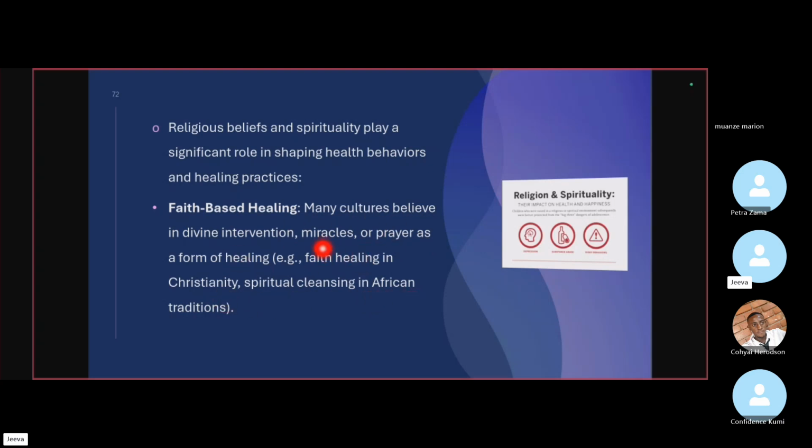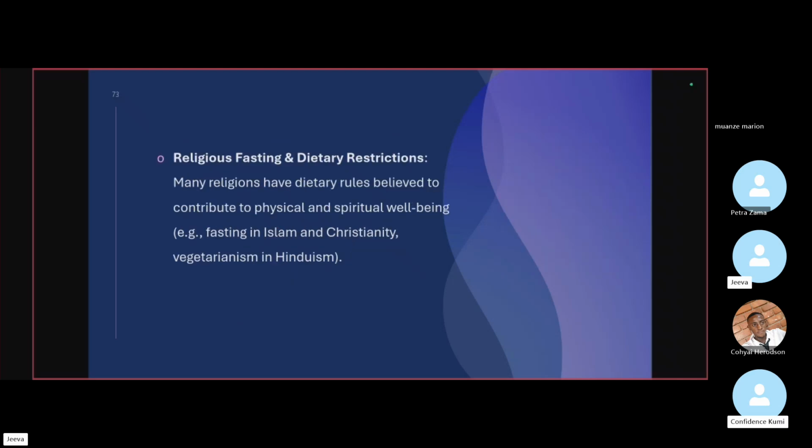Some people refuse to go to the hospital. They think that if they sit and pray to God, they get the healing. This is how religious belief and spirituality play a significant role in healing. Is that clear? Faith-based healing? Is it clear? Well understood. Very clear. Yeah. Next is religious fasting and dietary restrictions.